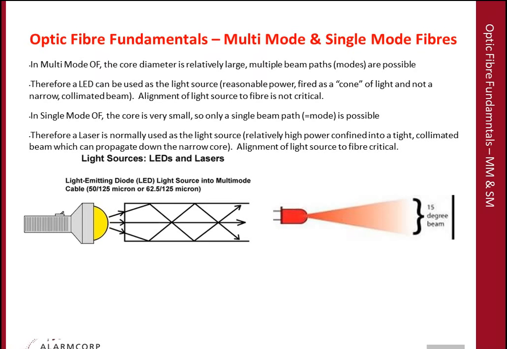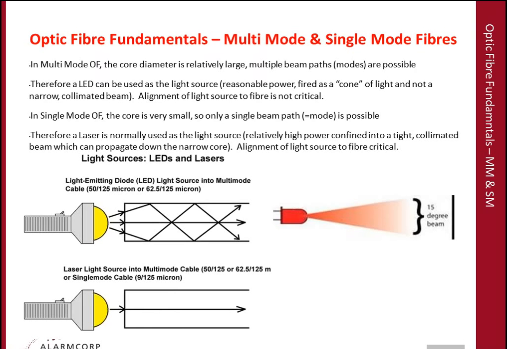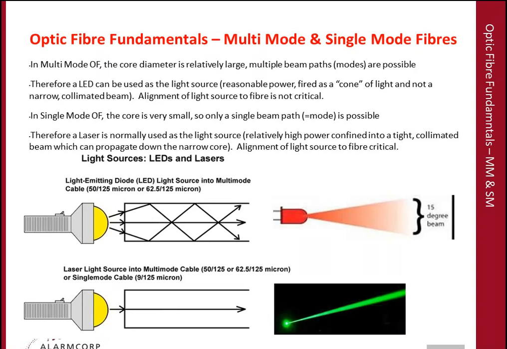However, in a single-mode fiber, we have a very narrow core. That means that only a single path is possible, literally shining the beam straight down the fiber with minimal bouncing. Therefore, in single-mode fiber, we use a laser diode, which produces a very collimated beam. Now, when you use a single-mode fiber, because we have a very small core, the alignment of the light source is very critical because we need to ensure that all of the laser is fired straight into the core. So that's the difference between multi-mode and single mode.